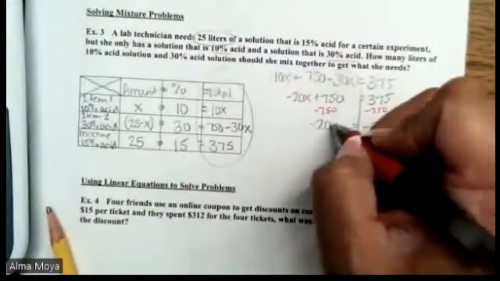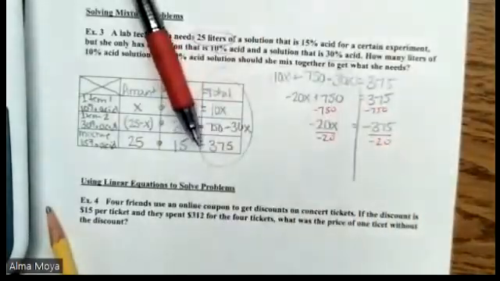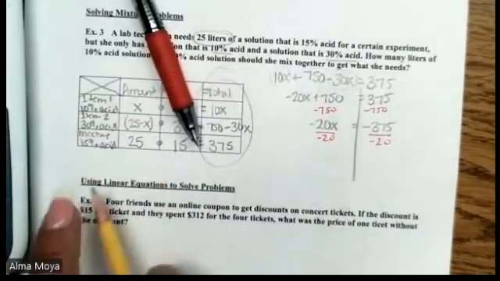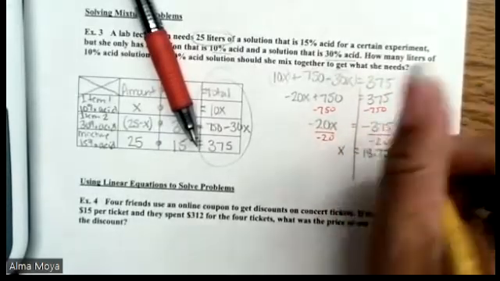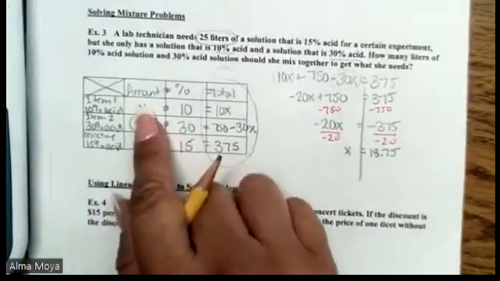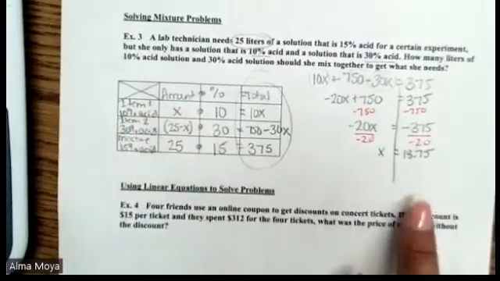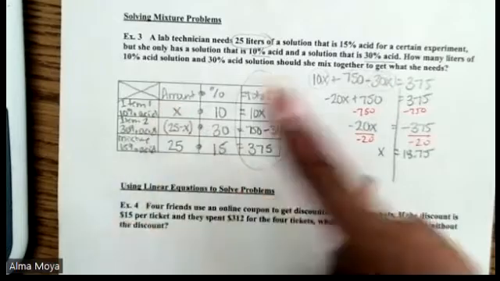Now I need to get rid of that times negative 20. Opposite of times negative 20 is divide by negative 20. So keep in mind, 18.75 is right here. That's of the 10% acid solution. So I'm going to need 18.75 liters of the 10% acid solution.